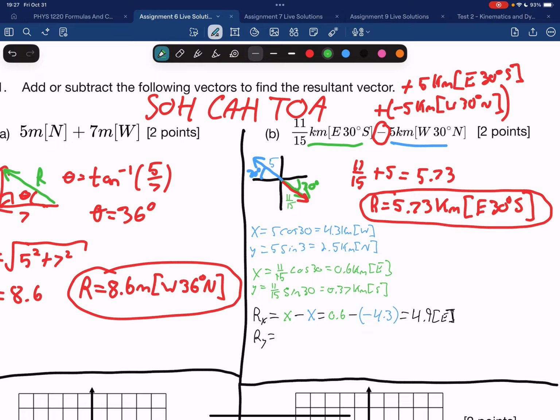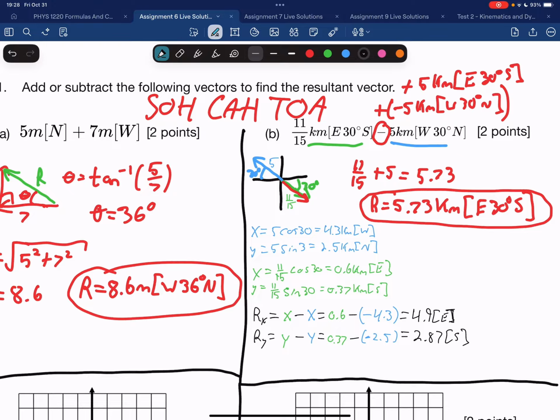All right, same thing with y. So green y minus blue y. Green y, we get 0.37. That is south. For blue, we have 2.5 north, so I'm going to sub that in for negative 2.5 south. And that gives us 2.87 south.